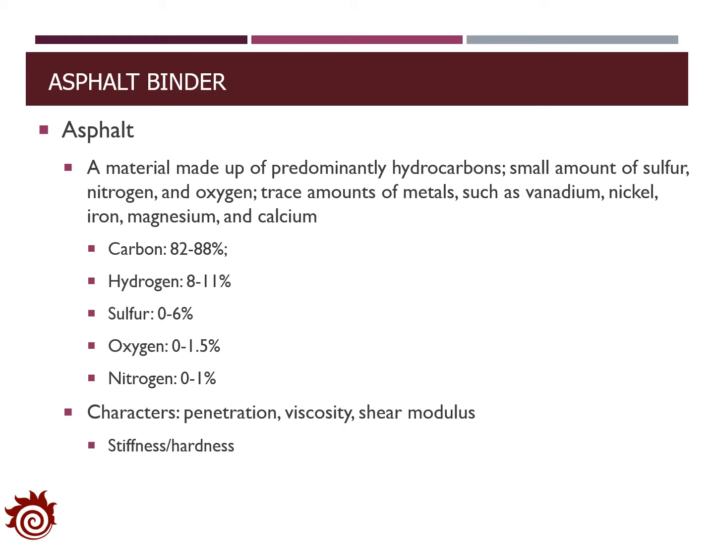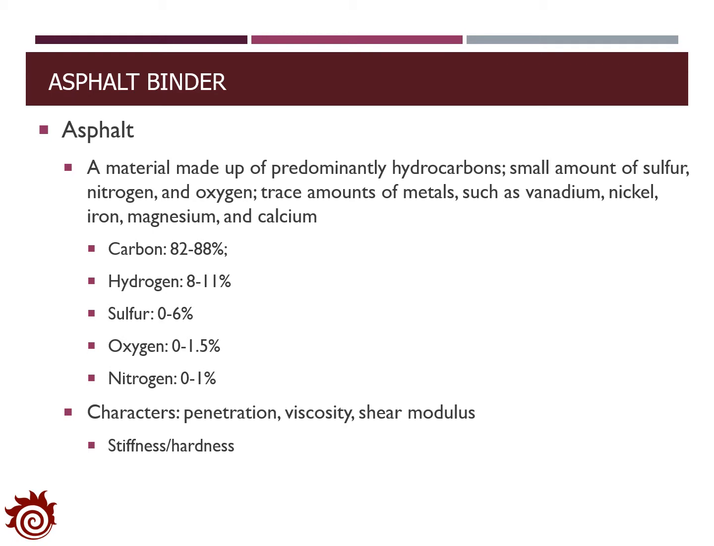It also contains a small amount of sulfur, nitrogen, and oxygen, and a trace amount of metals such as vanadium, nickel, iron, magnesium, and calcium. Typically, 82 to 88% of asphalt is carbon, 8 to 11% is hydrogen, 0 to 6% is sulfur, 0 to 1.5% is oxygen, and 0 to 1% is nitrogen.